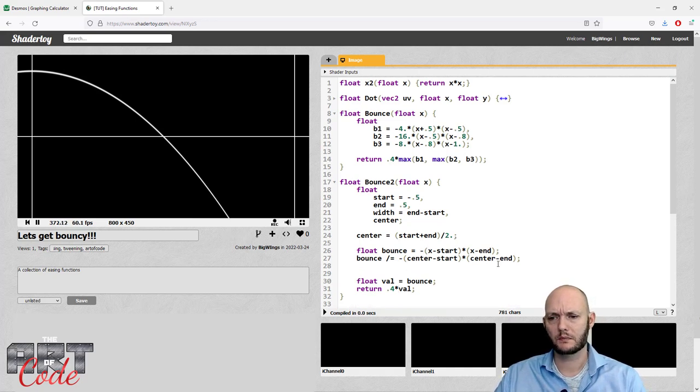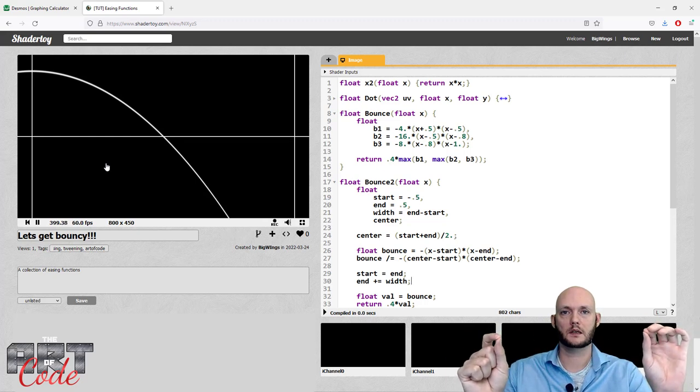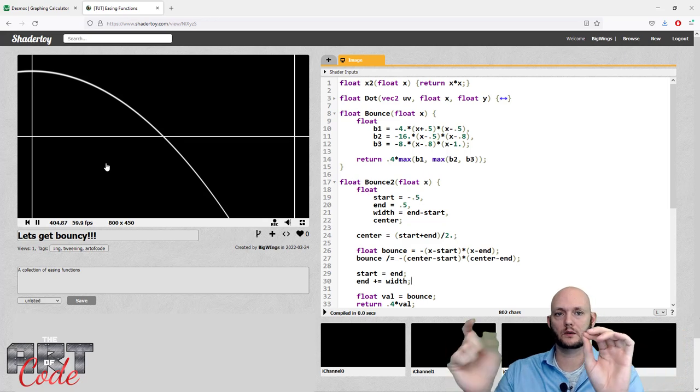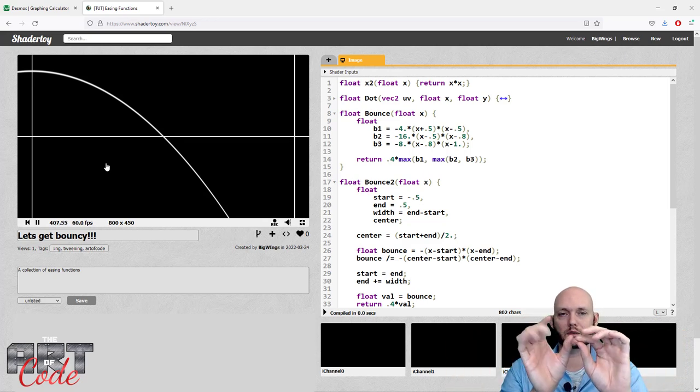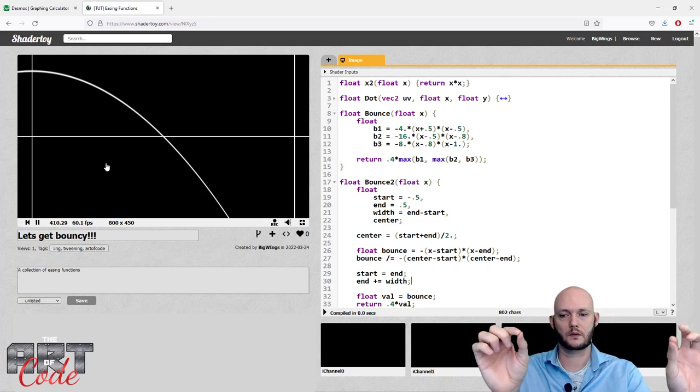Now, how do we get the next bounce? Well, for the next bounce, we have to change the start and the end and the width and the center. So let's see. Well, the start of the next bounce is the end of the first bounce. So that's simple enough. The end of the second bounce is the end of the first bounce plus the width of the new bounce, right? So like over here, let's say the points are one apart, then the new start point becomes the old end point, which is that, and the new end point becomes the old end point plus the width. Okay, I hope that makes sense.